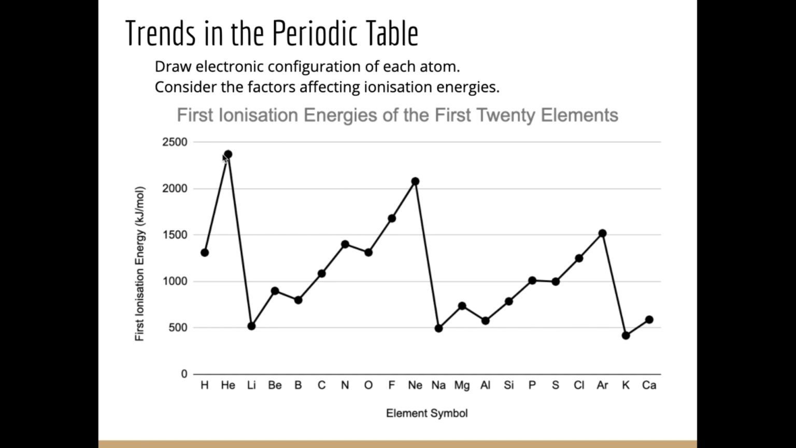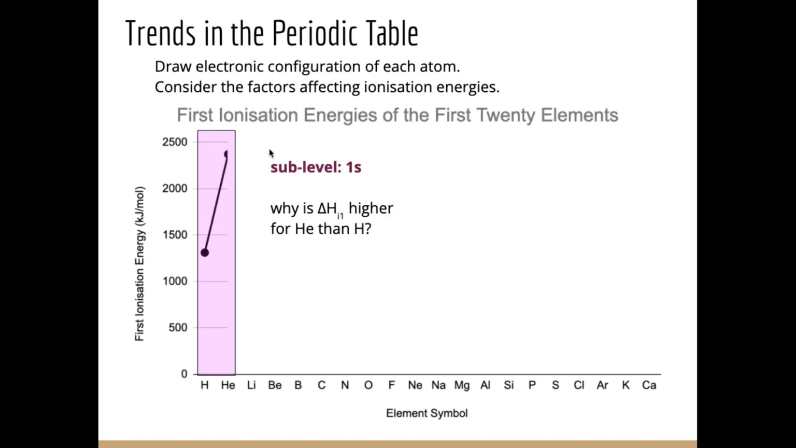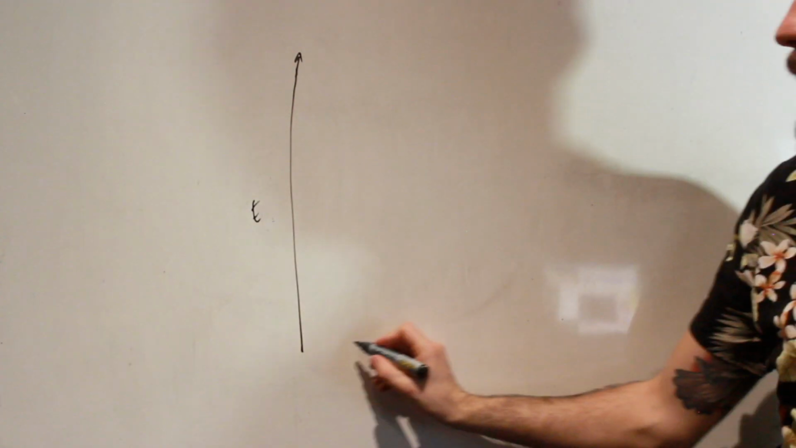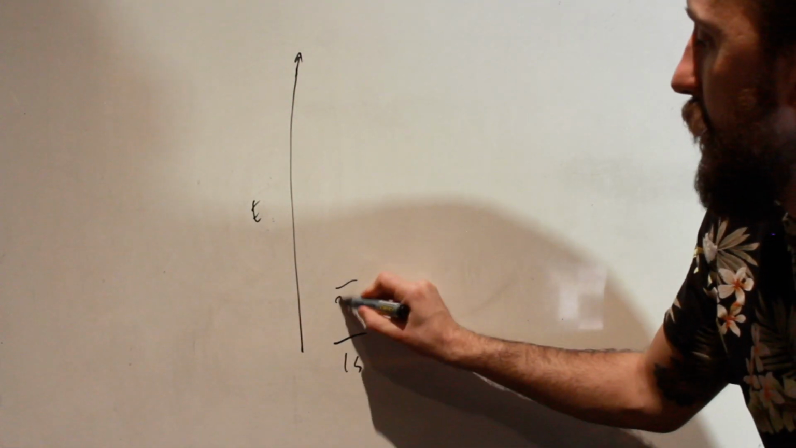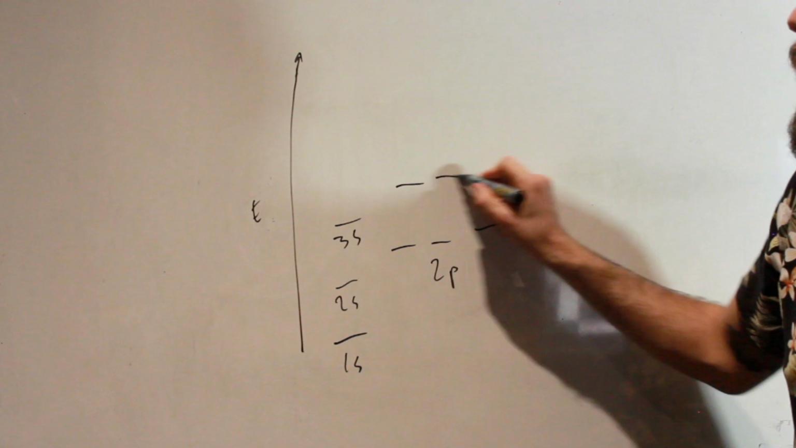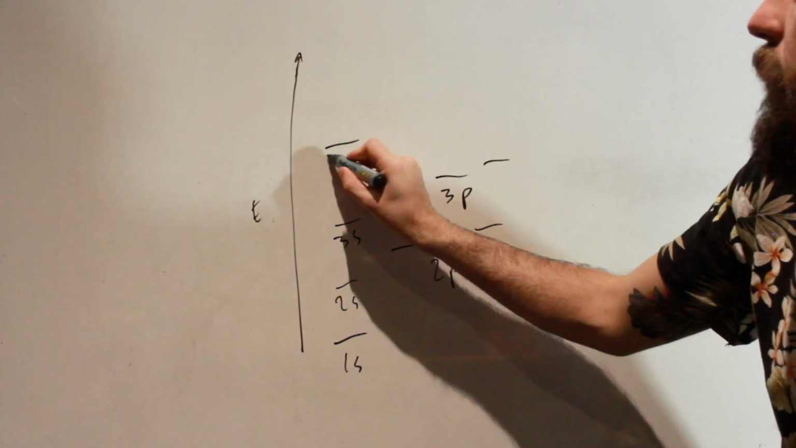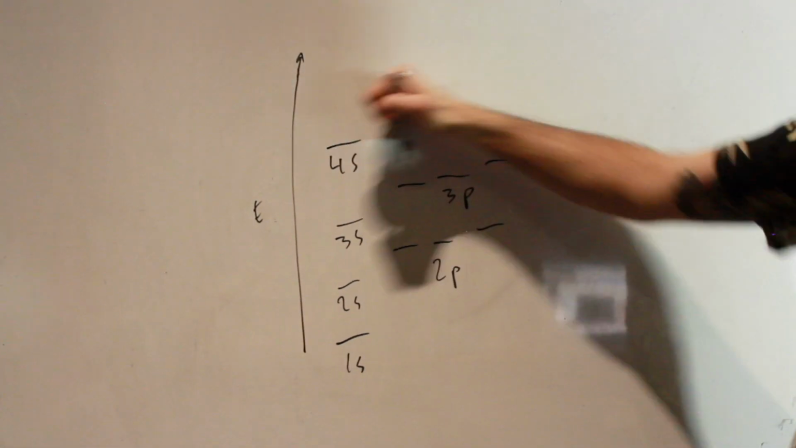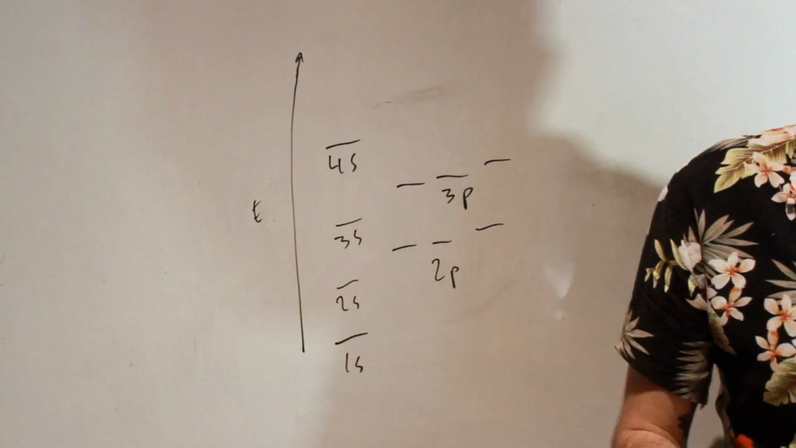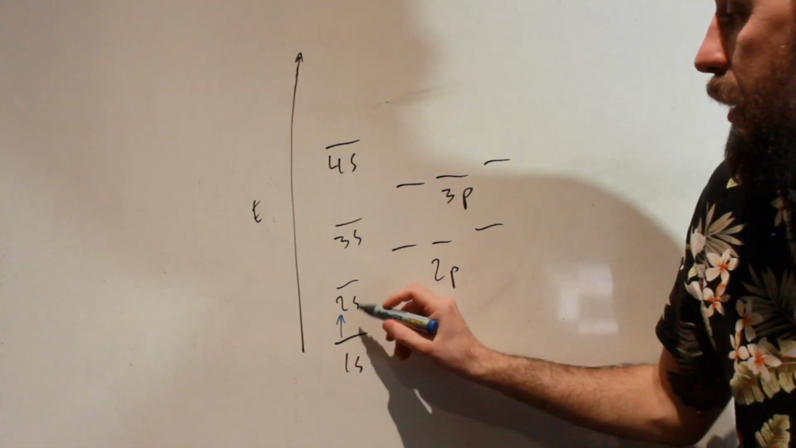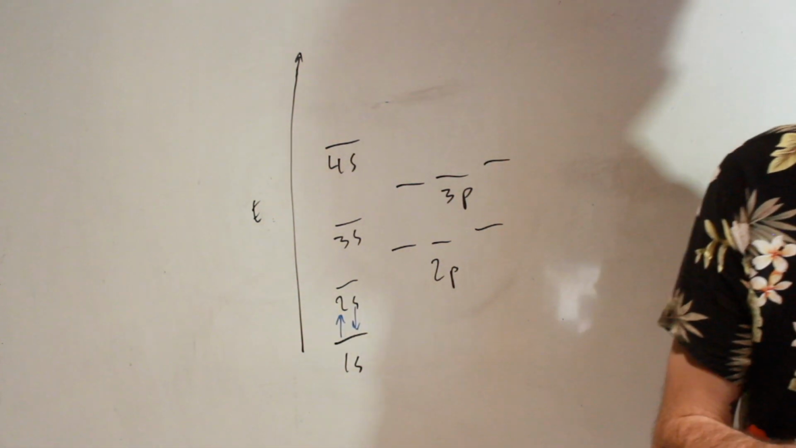All right, let us draw the electronic configuration of each atom. So I'm going to flip over to the board. We're going to draw it this way, where we've got energy there, and then I'm going to have my energy levels 1s, 2s, 2p, 3s, 3p, I'm going to try to keep this straight, 4s, and we'll just stay there, that's all we're going to do. So our first one, hydrogen. We have hydrogen and helium. So hydrogen has 1 electron in the 1s, helium has 2 electrons in the 1s.